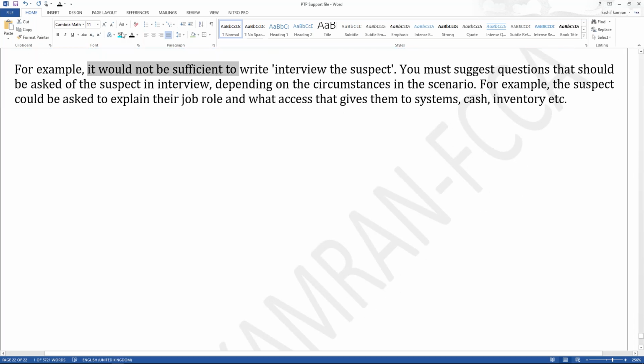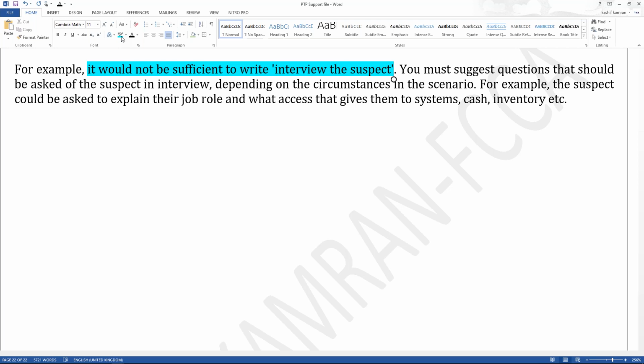For example, it would not be sufficient to write interview the suspect. You must suggest questions that should be asked of the suspect in the interview, depending upon the circumstances. For example, the suspect could be asked to explain their job role and what access that gives them to systems, cash and inventory. You cannot just say interview the suspect.